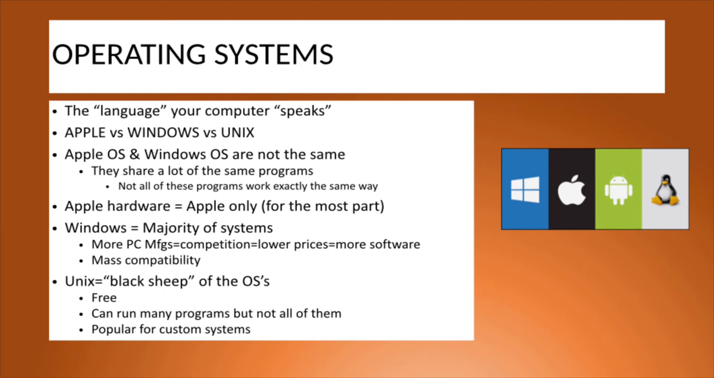Because of that, there's much greater competition, which lowers the prices and also means that there's more software available. And a lot of that comes from the mass compatibility it has, which drives the market to want to create more software for the greater number of machines.